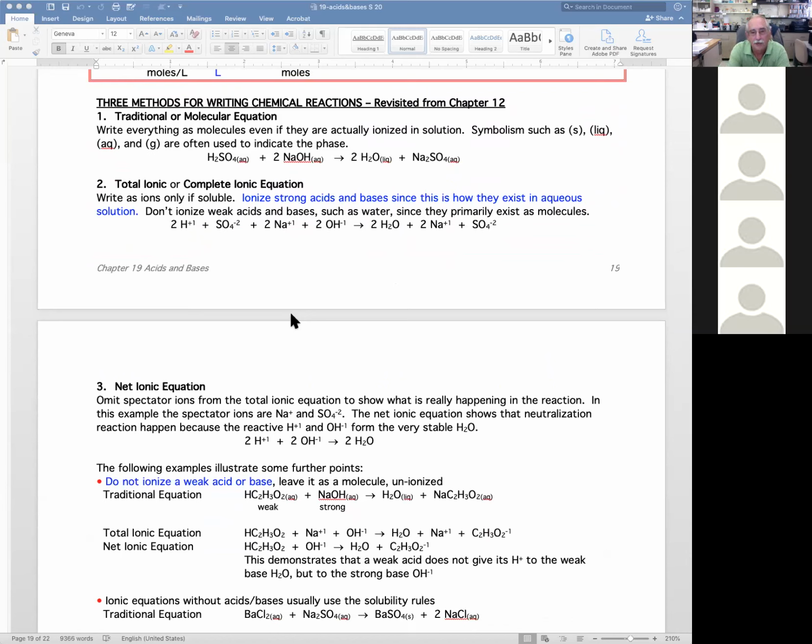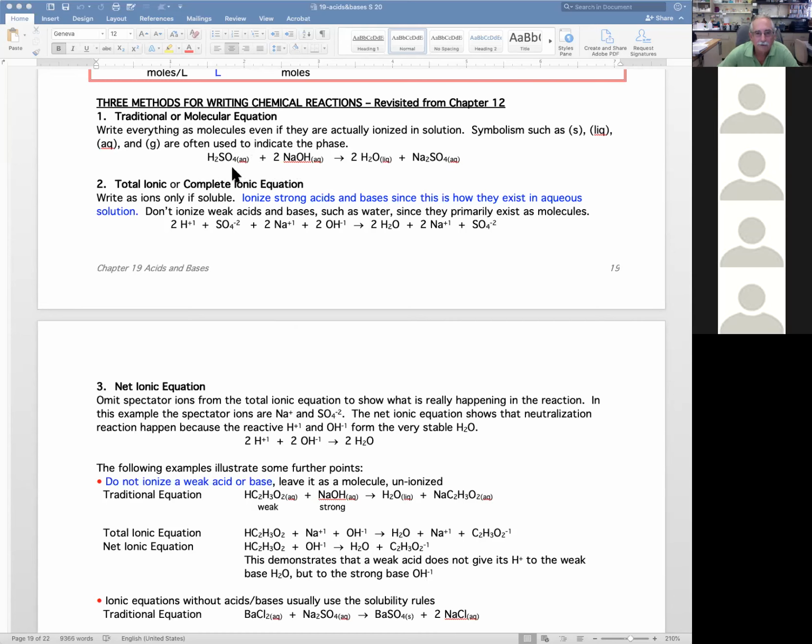So if you remember from chapter 12, we were writing chemical reactions in 3 different ways. We were writing the traditional, the total ionic, and the net ionic ways. And so we'll do that for some neutralization reactions. Okay. So here we're taking sulfuric acid, completely neutralizing it with sodium hydroxide.